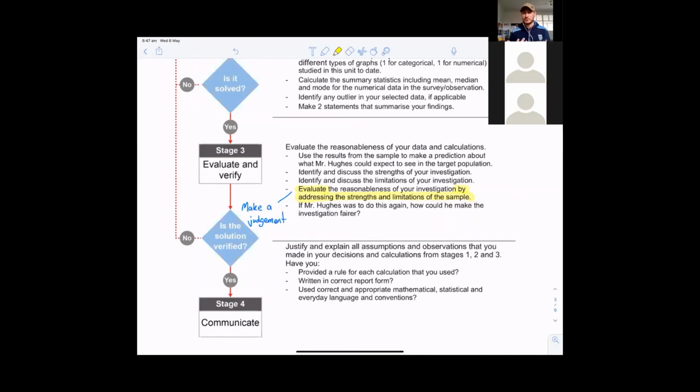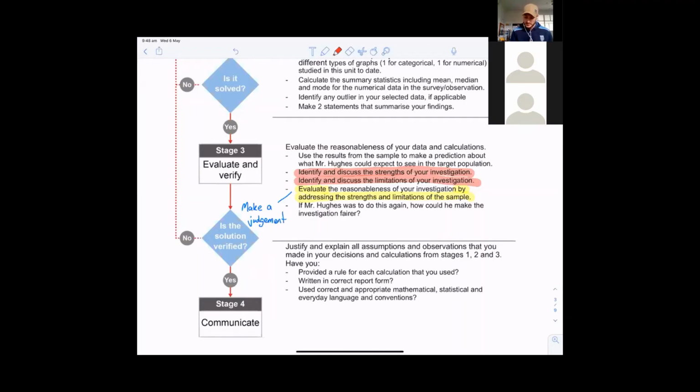which implies to me, and hopefully implies to you, that these 2 red highlighters, strengths and limitations, are so important. They are so important because they guide your reasonableness. So if you do them poorly or not very well at all, you're going to have a hard time evaluating the reasonableness of your solutions. So think carefully about your strengths and limitations and use them to decide if you're reasonable or not.